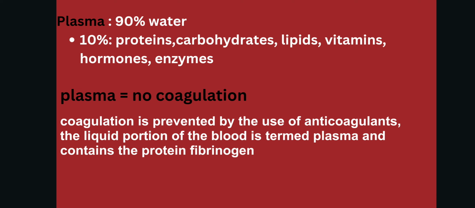So why do we use these tubes? Plasma is the portion where there is no coagulation, because coagulation is prevented by the use of the anticoagulant tubes that I mentioned before. This portion contains the protein fibrinogen.